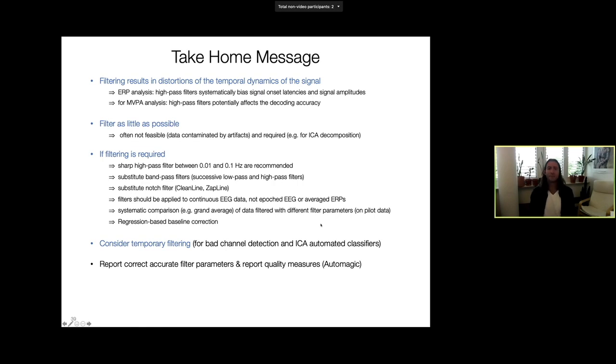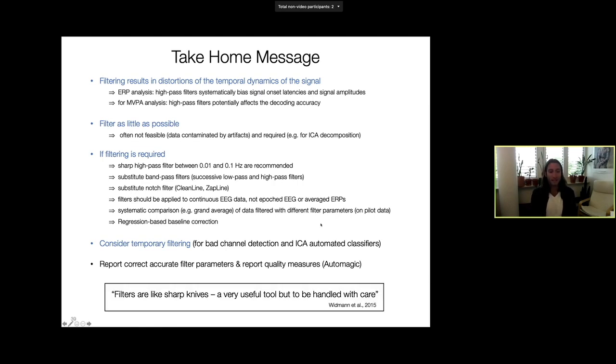I would like to end my talk with a quote from Widmann, which says, "Filters are like a sharp knife, a very useful tool, but to be handled with care."